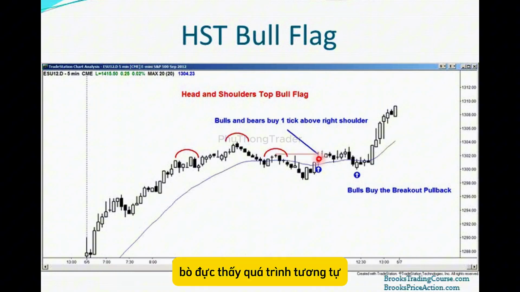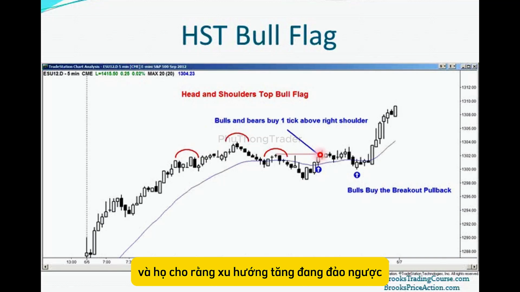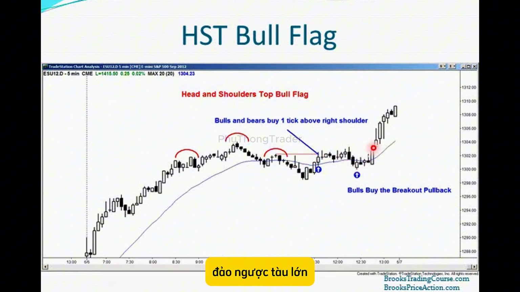Bulls see the same process, and they assume that the bull trend is reversing, that the bears failed. So they're buying here, and they're certainly buying a higher low pullback. You can call this a small higher low major trend reversal. We had a bear trend, a bull breakout, and then a pullback to a higher low major trend reversal.